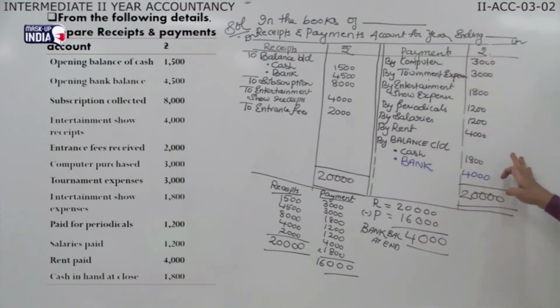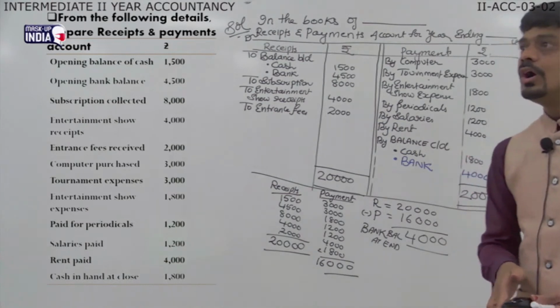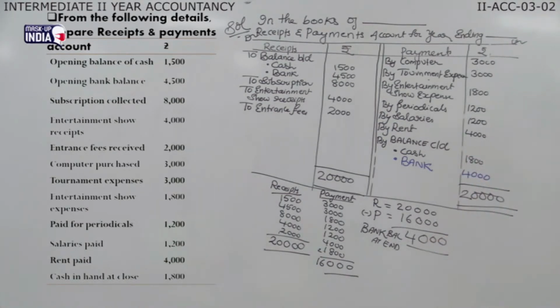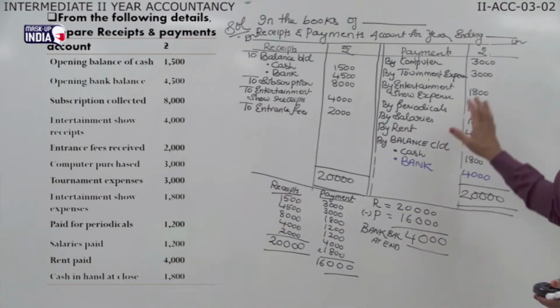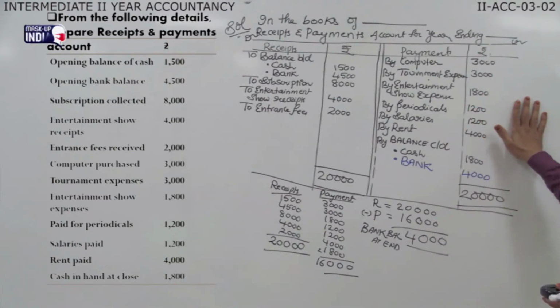This is example number 1. This is the solution I have done. I have taken this question from the textbook only. You can verify it from the textbook. Now we'll see the second solution, that is the second question of receipts and payments account. I hope you all have understood the solution for the first one.